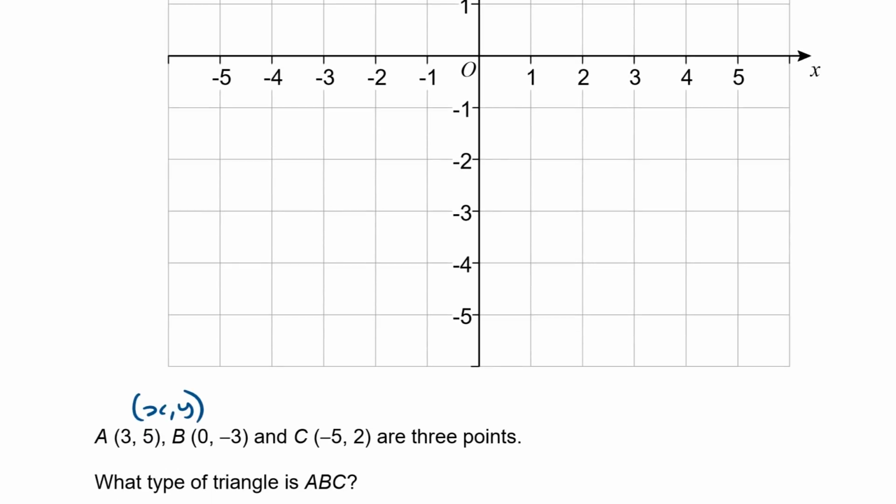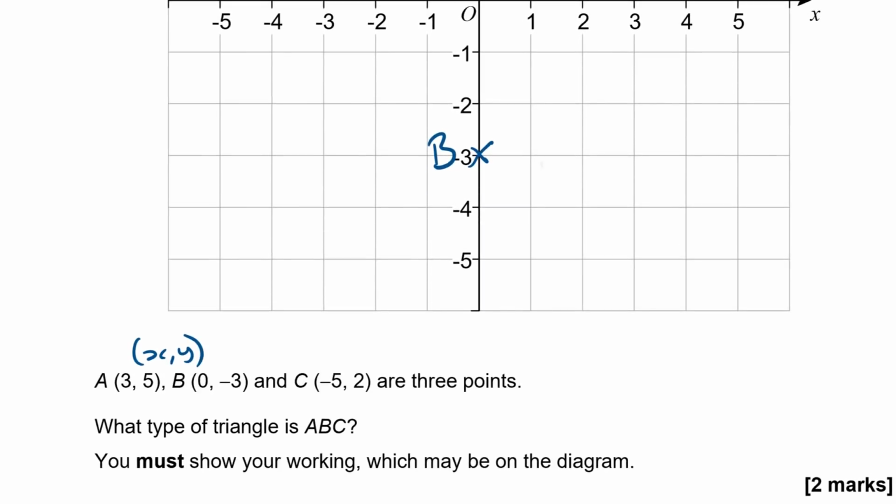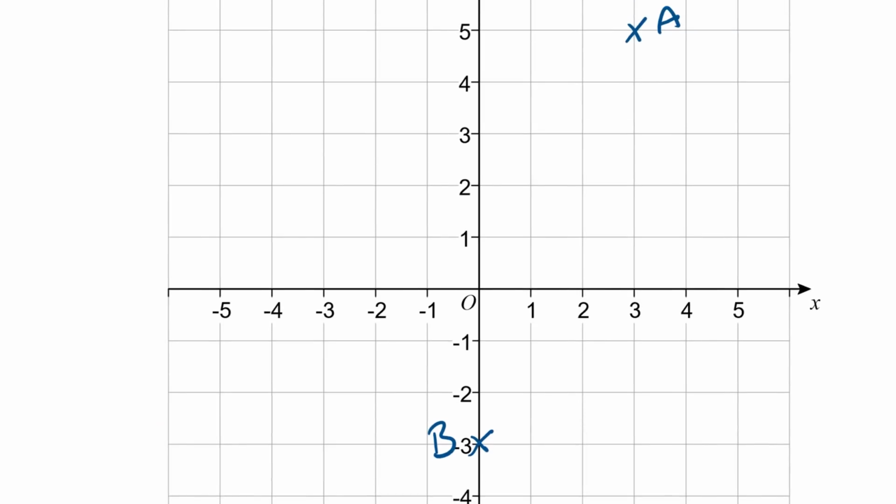So B is at 0, -3. So along 0 and up -3. It's actually down, isn't it? So B is going to be there. There's B. And then finally C is at -5, 2. So along -5, which means go left 5 and up 2. It's across there. Okay, so what sort of triangle is this?